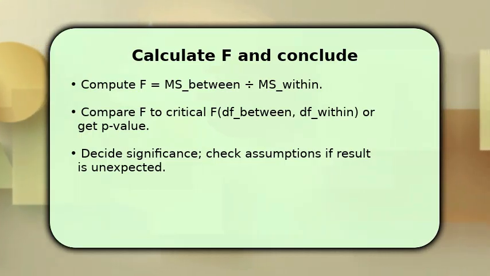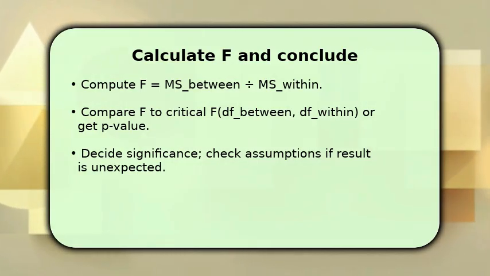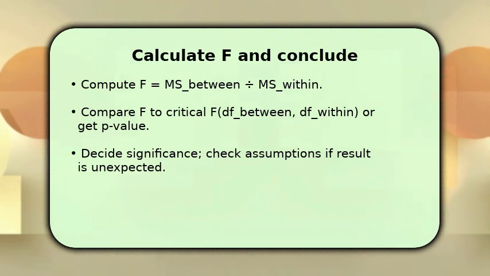Next, compare that F to a critical F with df between and df within, or use a p-value to decide significance. If p is below your alpha, reject the null that means are equal. Finally, if results seem odd, make sure assumptions hold. Check normality, homogeneity of variances, and no extreme outliers as a quick troubleshooting step before rerunning the test.